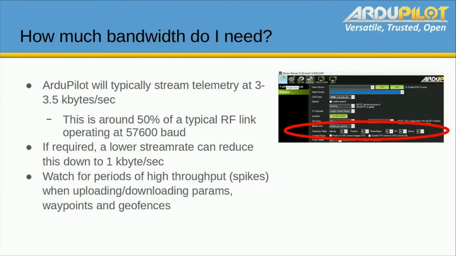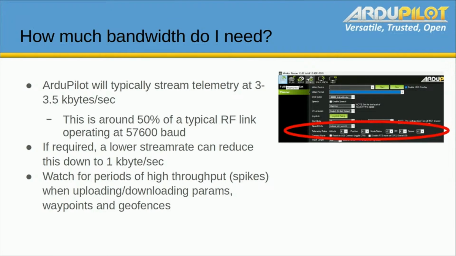So first question, looking at the requirements: how much bandwidth do I need? How much data does ArduPilot use on its MAVLink telemetry? Under default settings, ArduPilot will typically take around 3 to 3.5 kilobytes per second. In the grand scheme of things, that's a relatively small bandwidth, but for something like your RFD900s or SiK-based radios, that will use up around 50% of your available data bandwidth.